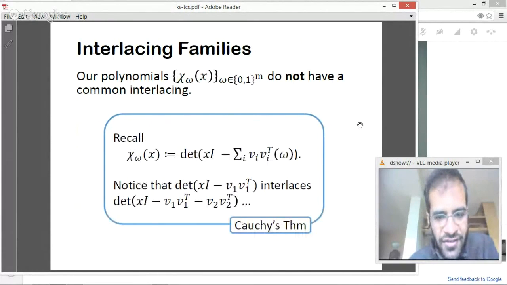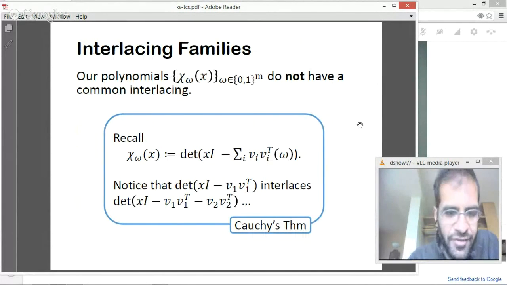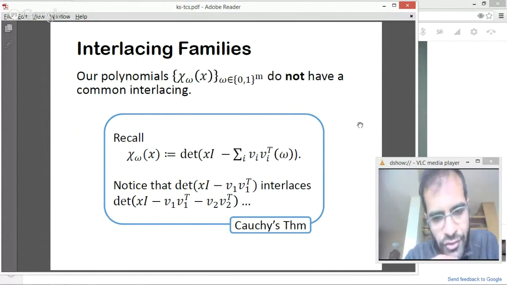However, there is a lot of interlacing structure hidden in there, in the following sense. So what are my polynomials? For every omega, for every setting of these vectors, I'm interested in the characteristic polynomial of the sum of v_i v_i transpose set according to omega. So it's the characteristic polynomial of a sum of rank 1 matrices.